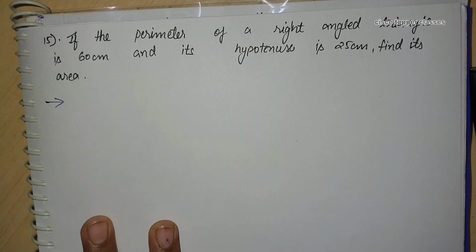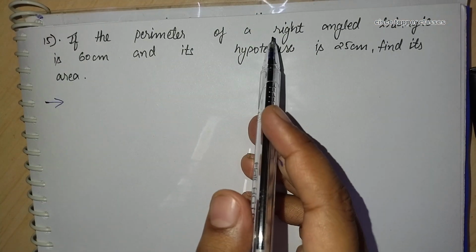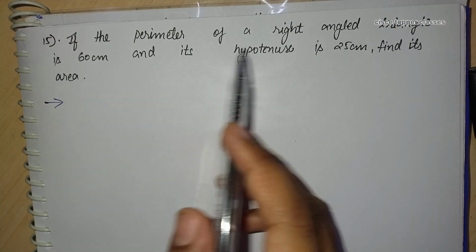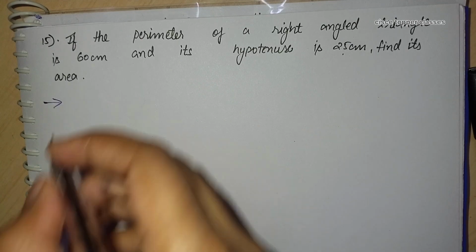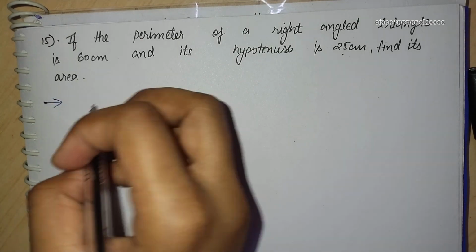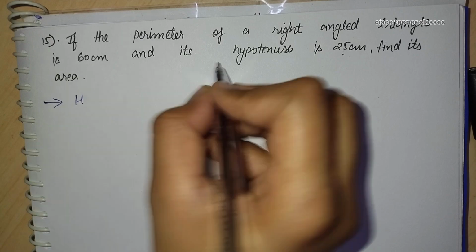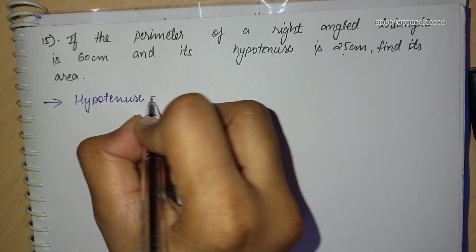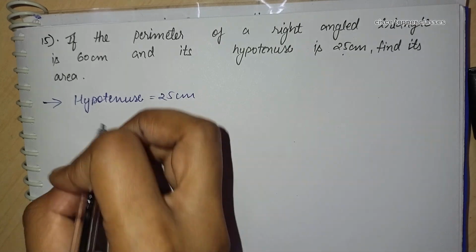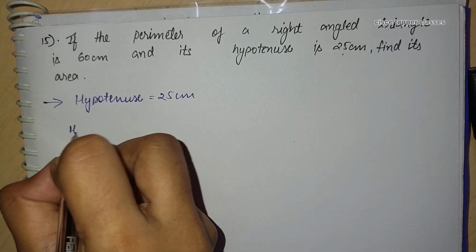Let us solve the 15th question. If the perimeter of a right angle triangle is 60 centimeter and its hypotenuse is 25 centimeter, find its area. So here the perimeter is given to us, and the hypotenuse is also given. So hypotenuse is equal to 25 centimeter.